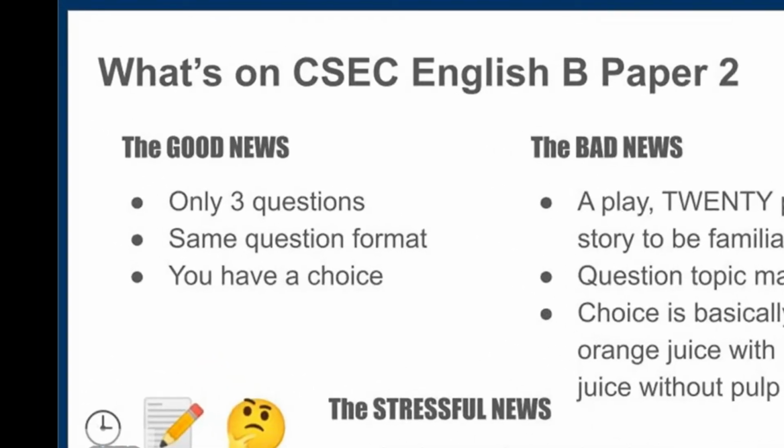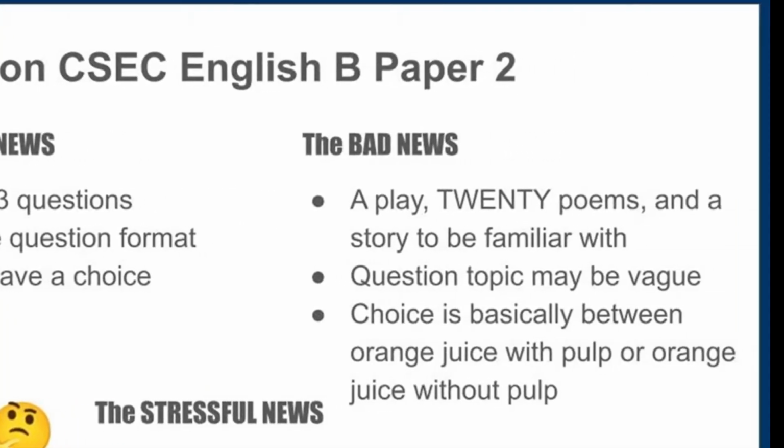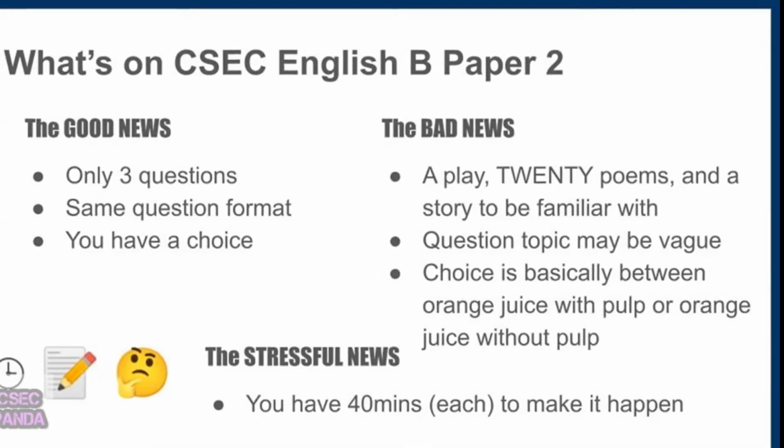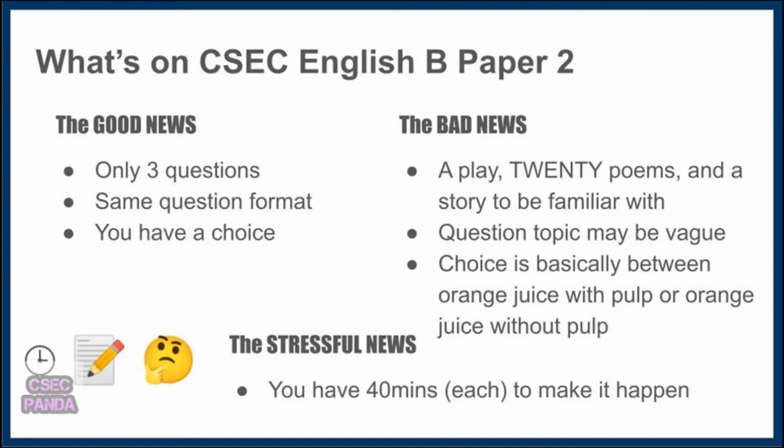More good news, you have a choice in terms of which question you pick, and even which story you picked, and having the choice can make a difference if that works for you. The downside, though, is that the choice is like orange juice with pulp or orange juice without pulp, because they still pick the topic for you. Either they pick the poems and the topic, or they just pick the topic and you pick your poems. So it's like six of one, half a dozen of the other, in my opinion.